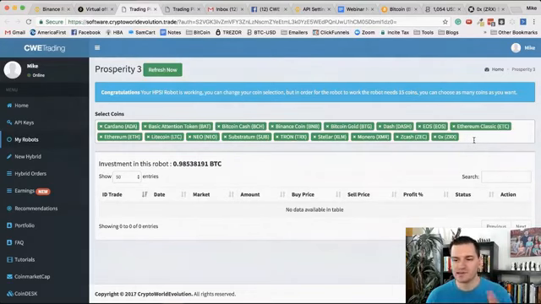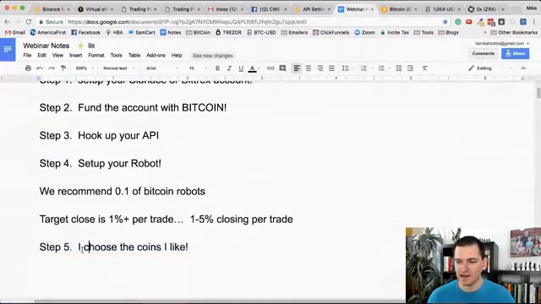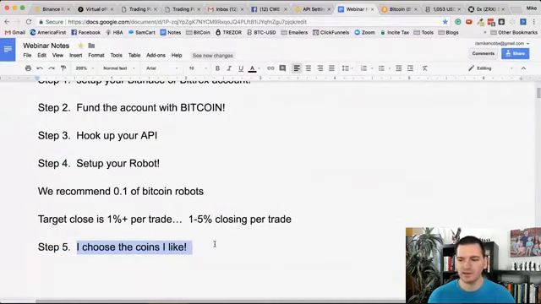And these are coins that I want. Does that make sense? So I want these coins. If anything ever happened to the bot, I'd be okay with these coins. That's my thought process on step 5. So step 5, I choose the coins I like. And you can choose 15 coins that you like, or you could choose 15 or more coins that you like, but you need at least 15 in there.